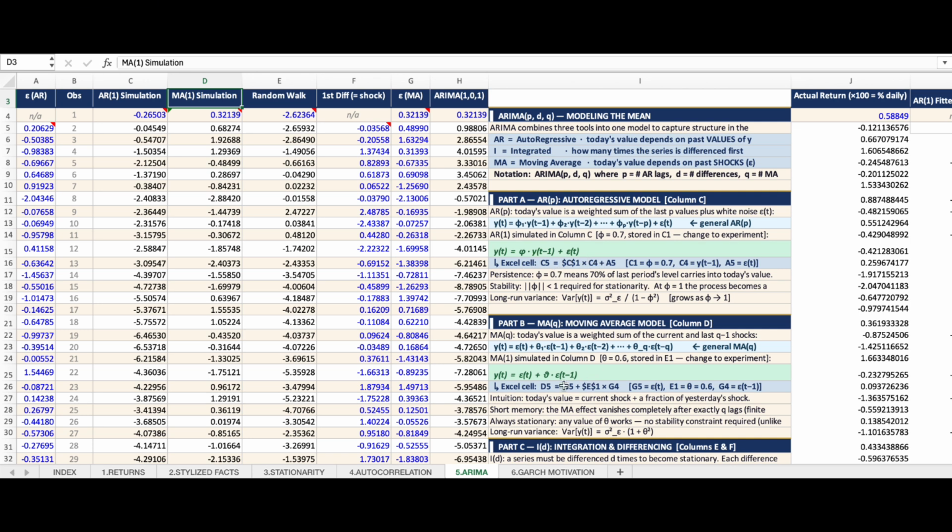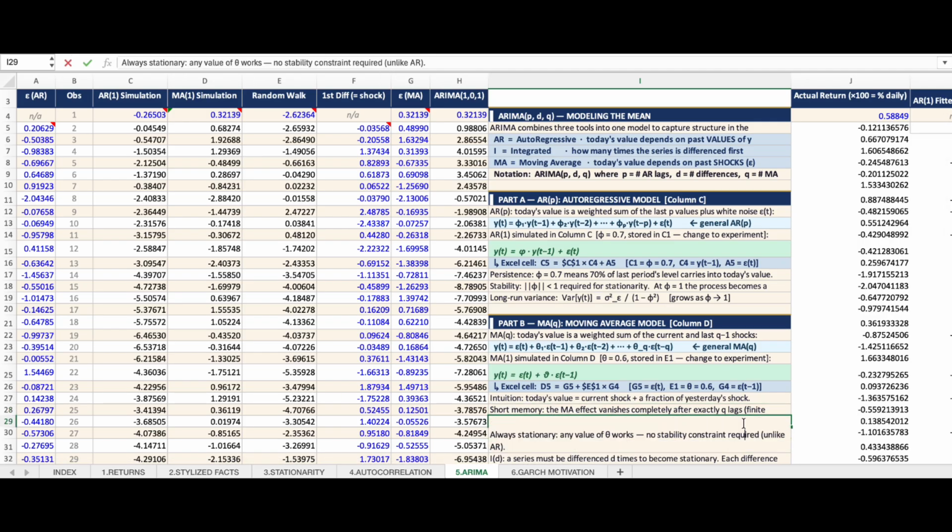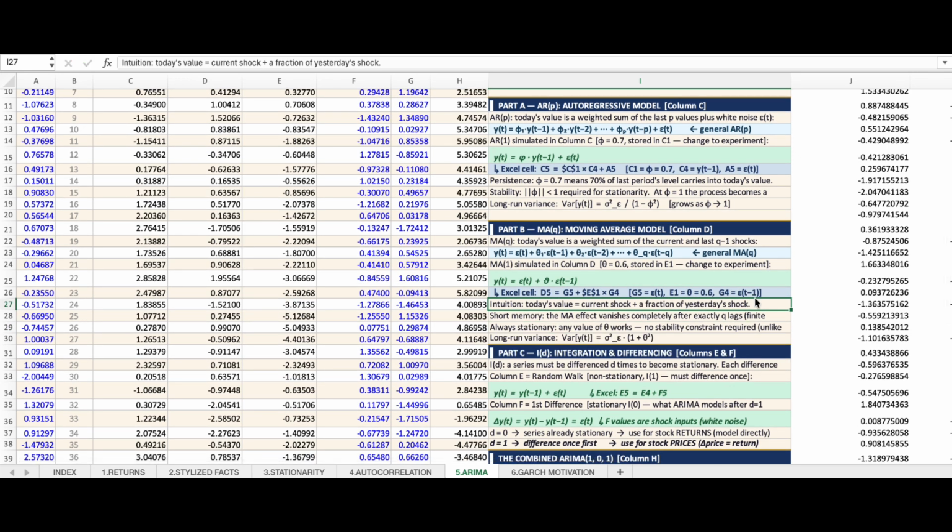The MA model has finite memory. After exactly q lags, the effect of a shock disappears completely. And this is called a finite impulse response. Compare that to the AR model, where a shock theoretically affects all future values, but with diminishing weight. That is an infinite impulse response. And MA has a finite impulse response, again, because the effect of the shock disappears completely.